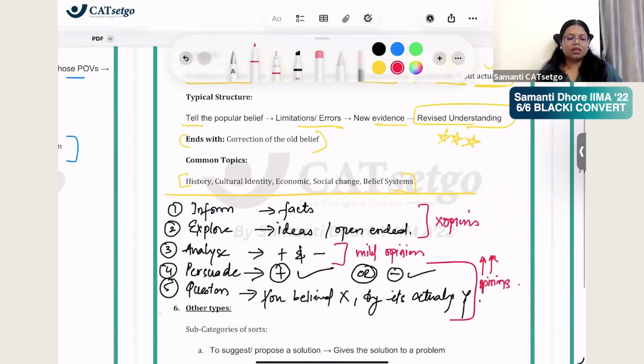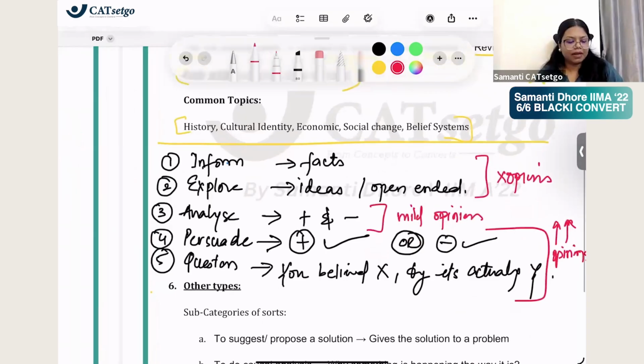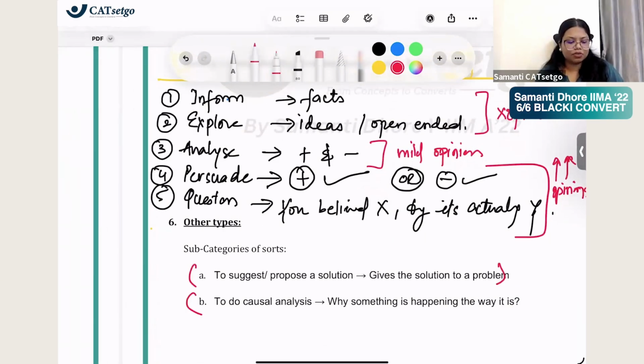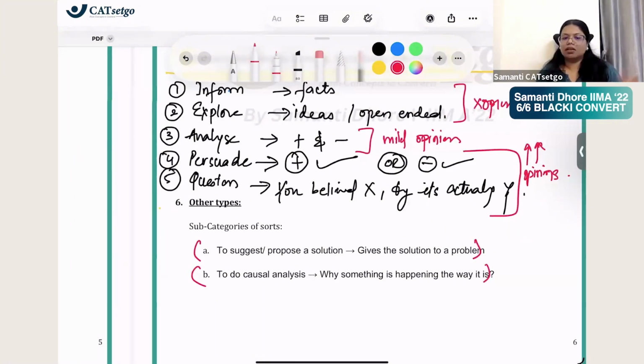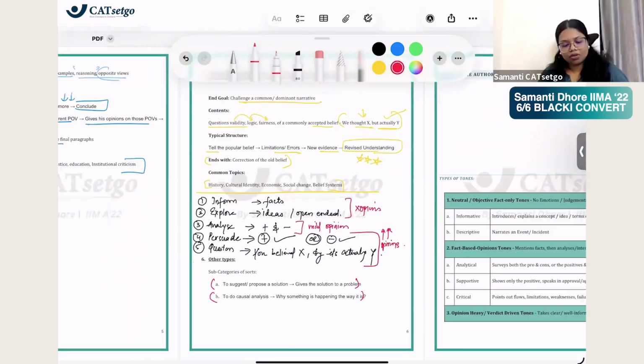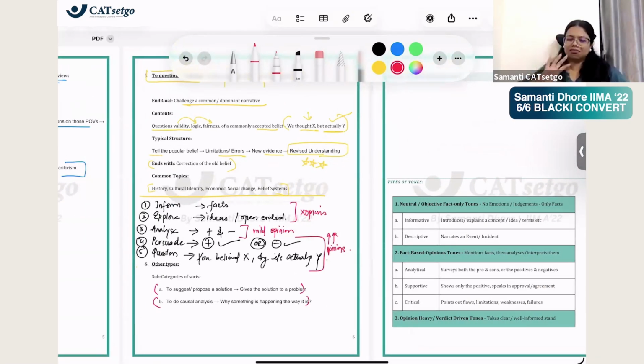These are the five. And then again, we have subcategories like suggest, propose a solution, causal analysis, etc. But I've just written it for the sake of it. Giving a solution to a problem is to suggest, and to do causal analysis is to explain why something is happening. Right? These are also some parts, but they come very rarely. Okay. And we can put them in one of these five buckets as well.